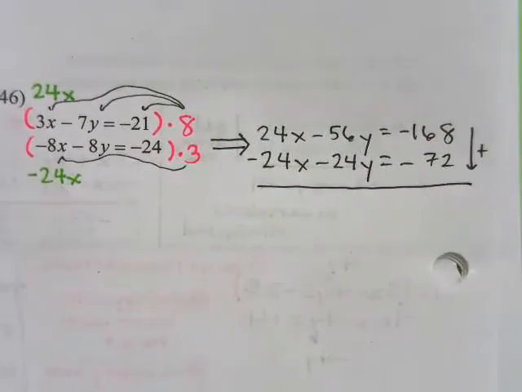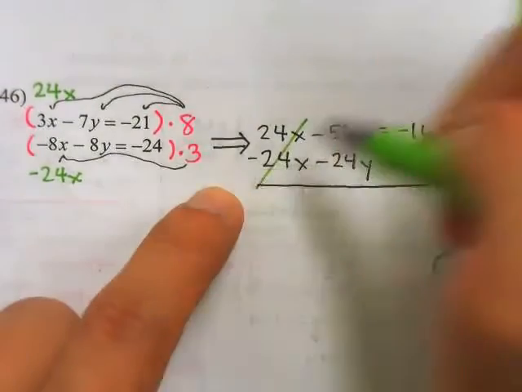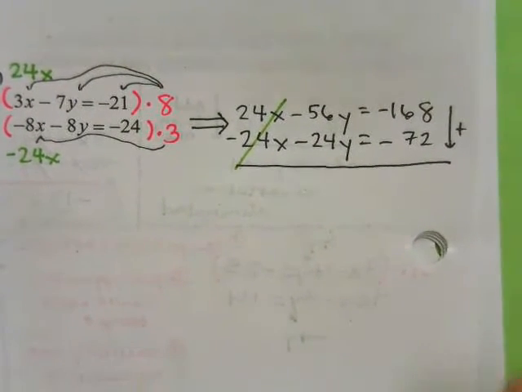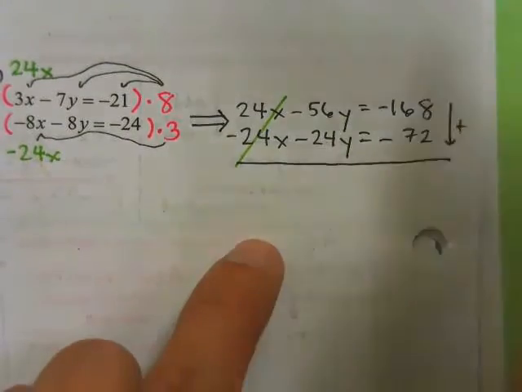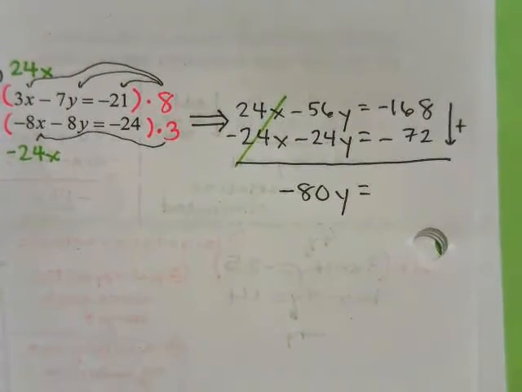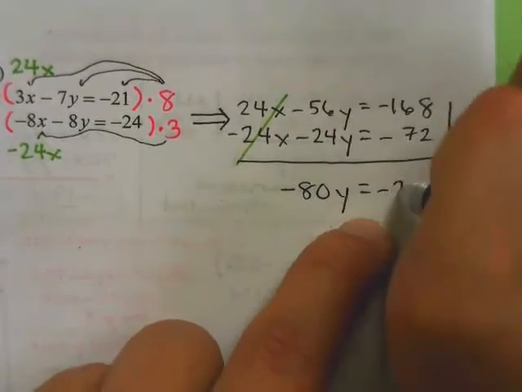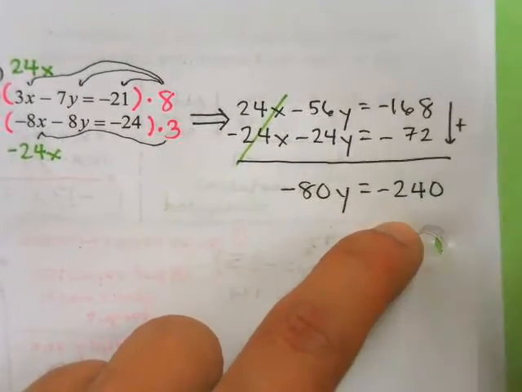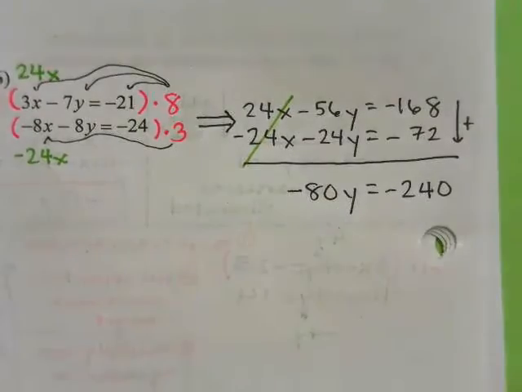I think we can safely add down, because if we add down now, which variable gets eliminated? The x's. 24 minus 24, 0, eliminated. But I need help with the rest. Negative 56 plus negative 24, what is that? Negative 80, thank you. And then I need help with the right column, what is that? Negative 240? I need a confirmation. Negative 240? Yes? Okay.